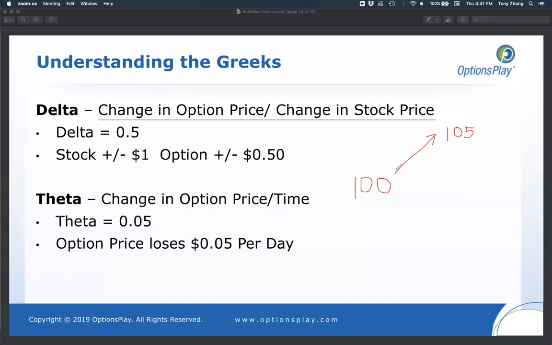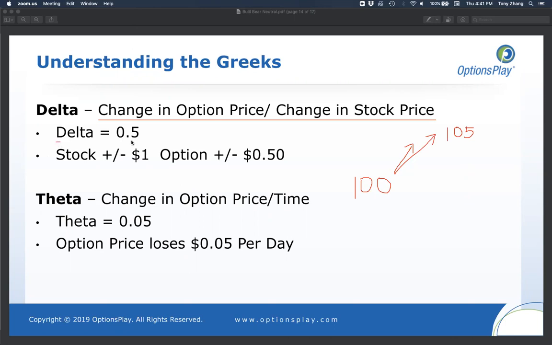But what if the stock moves up to 103 in just 2 weeks' time? How much money do you make on that option? And that's what delta tells you. Delta gives you an idea as far as how much the price of the option changes with respect to the change in the stock price.